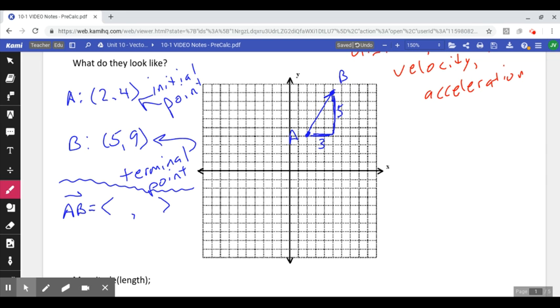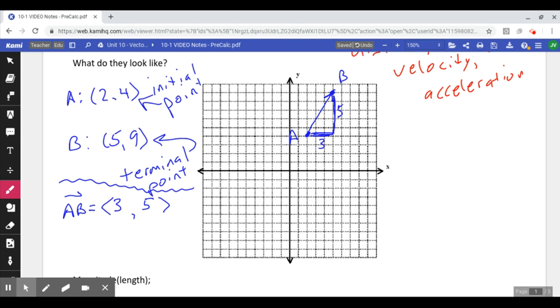Direction does matter for a vector. So we're going to move from A to B. So that would be right by 3 and up by 5. So we're going to indicate that by right 3 as being a positive 3, and then up 5 being a positive 5. So there's your vector component form, or a vector ordered pair.